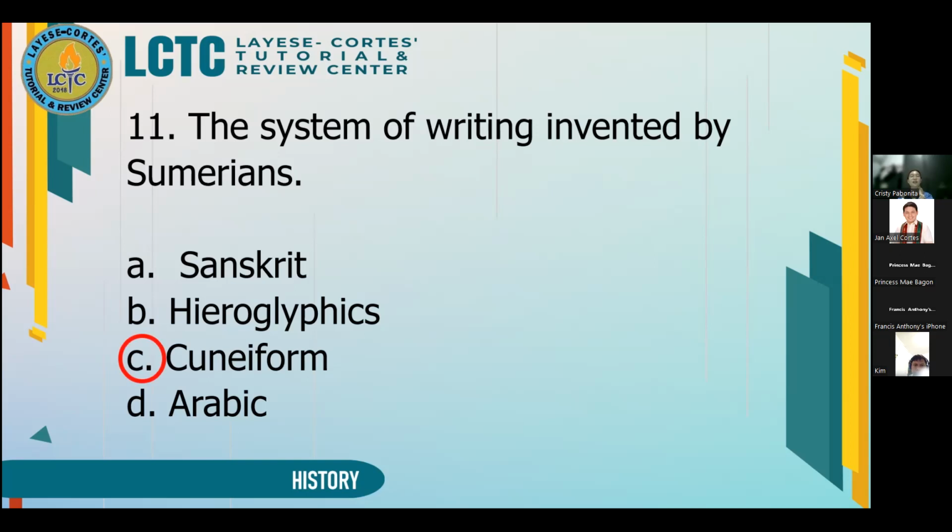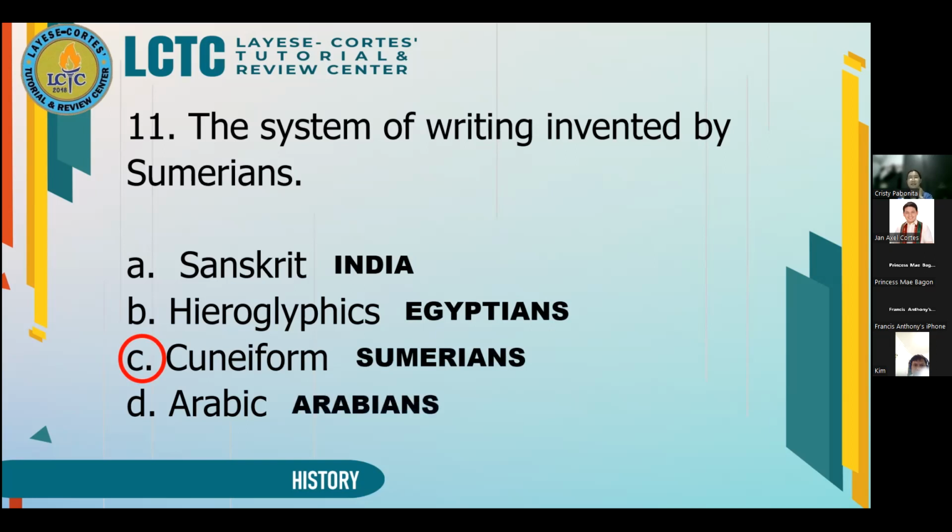So, Sanskrit is for India. Okay. Hieroglyphics is for Egyptians. Egypt. Yes. Cuneiform is for Sumerians and Arabic is for Arabians. Okay, so don't be confused, ha? So Sanskrit, India, it's a language also of India. Hieroglyphics is for Egyptians, sorry. Cuneiform is for Sumerians, and Arabic is for Arabians.